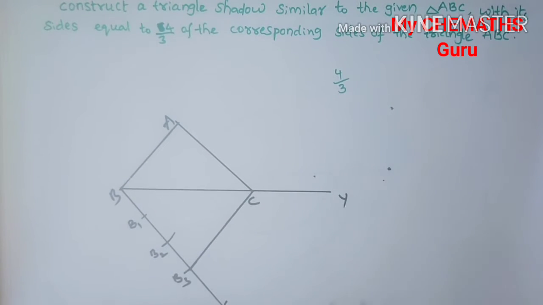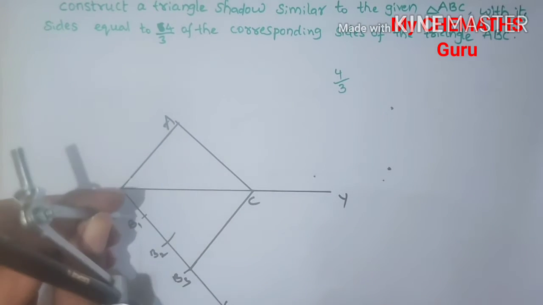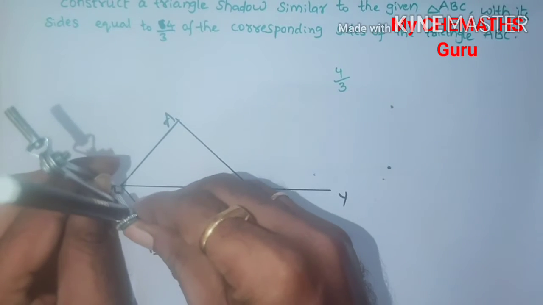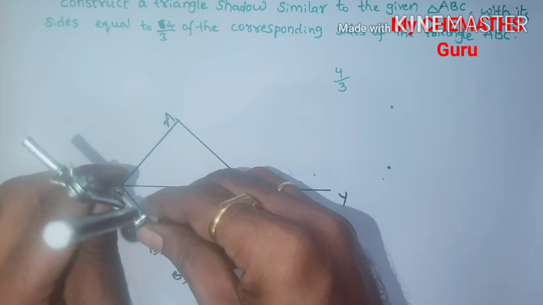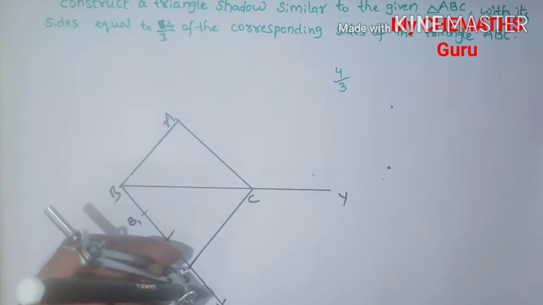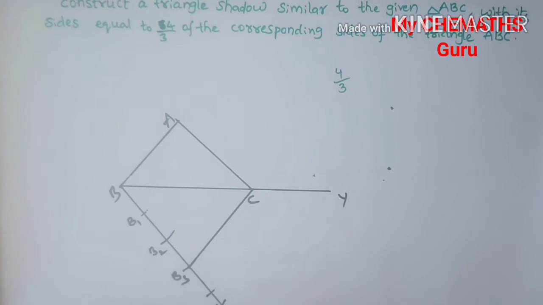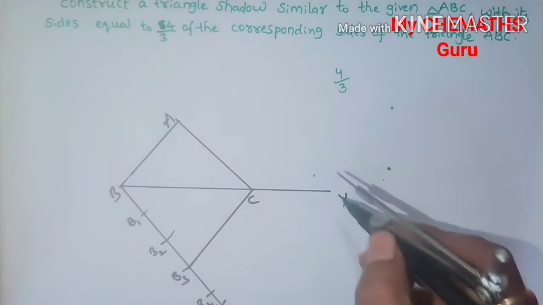Name it as Y something, and we have to draw B4 with the equal radius. Now through B4 we have to draw a parallel to B3C.